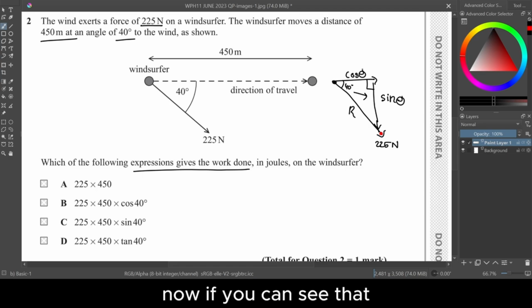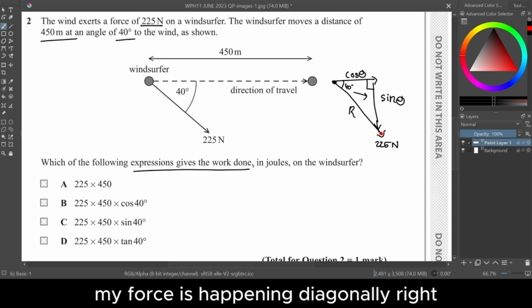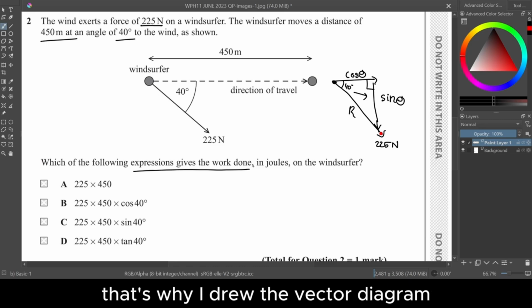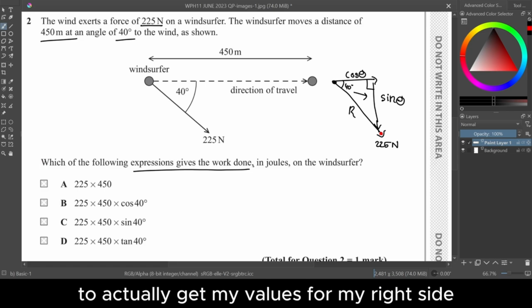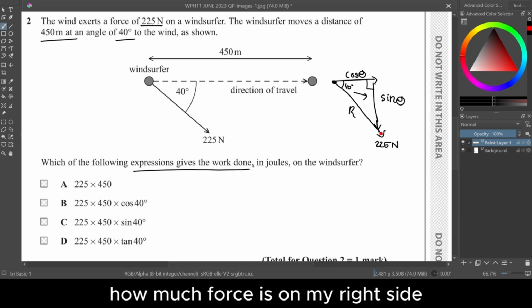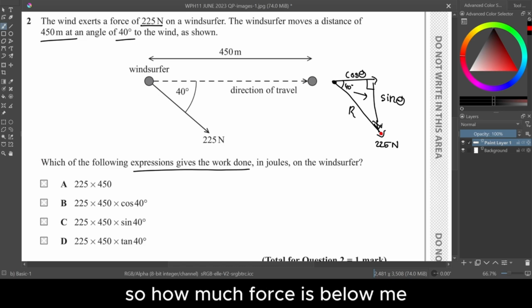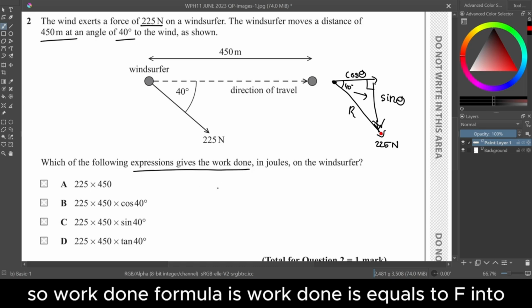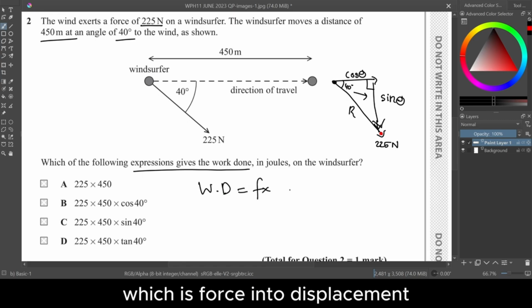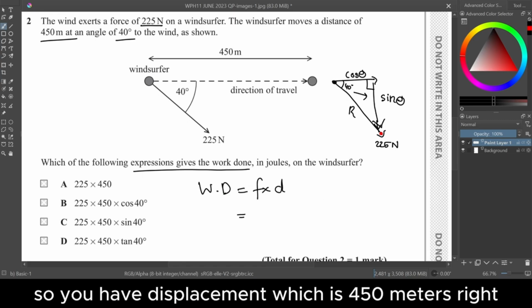Now if you can see, my force is happening diagonally, right? That's why I drew the vector diagram to actually get my values for my right side, how much force is on my right side, and as you can see the direction is going down, so how much force is below me. Okay, so the work done formula is work done equals F into, which is force, into displacement. So you have displacement which is 450 meters, right?